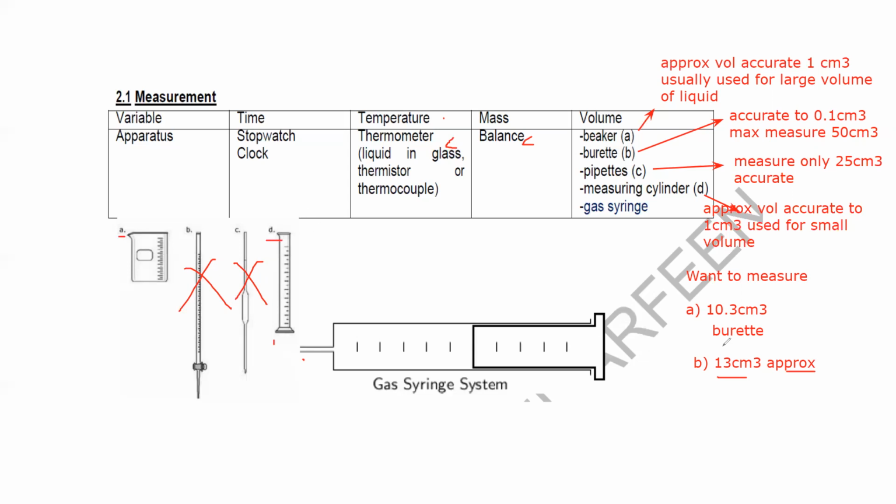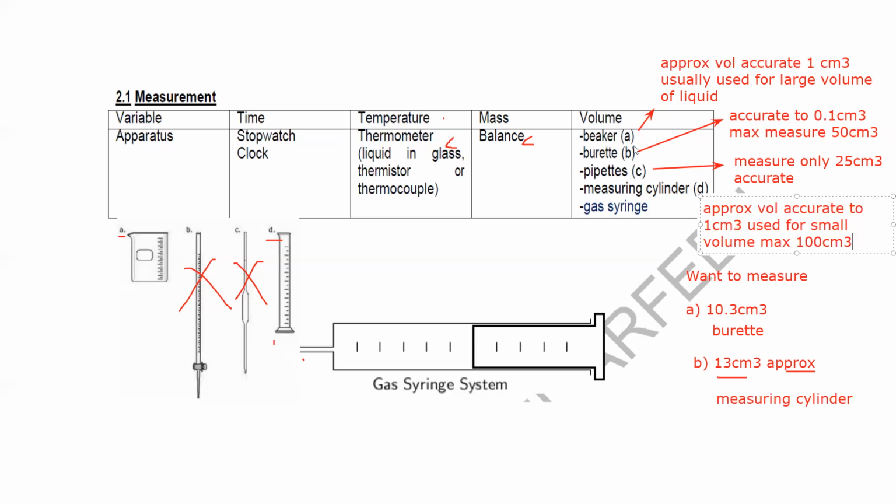But which one will we select? We'll select a measuring cylinder. Why? Because measuring cylinders are normally accurate to 1 cm cube and are used for small volumes. And what could be the range of small volume? It can be a maximum of 100 cm cube. Even if you want to measure anything up to 100 cm cube approximately, you can use a measuring cylinder. But if it is more than that, then we prefer to use a beaker.